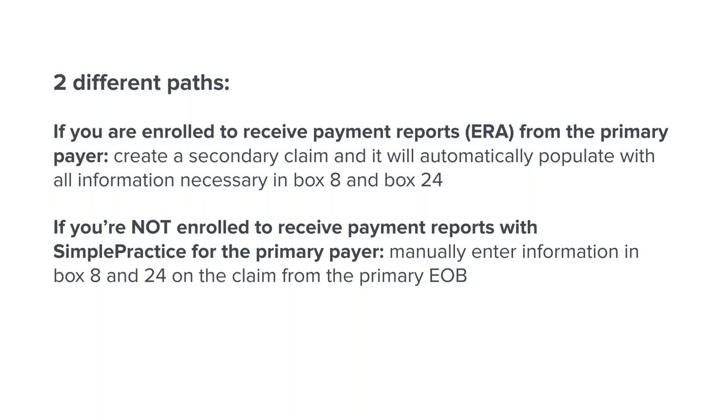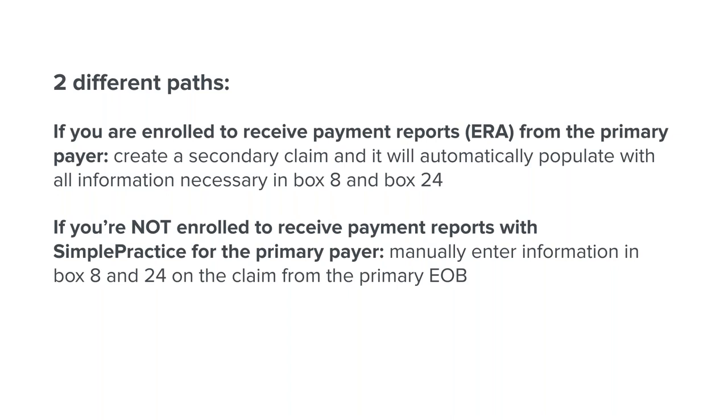It will essentially attach that remittance from the primary claim to the secondary claim when it goes to the insurance payer. So the most important things to look at when that claim is automatically created is it will populate box 8 and box 24. That will distinguish it from just a regular primary claim.